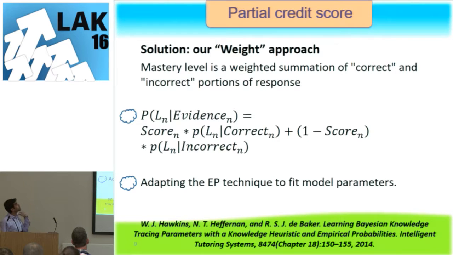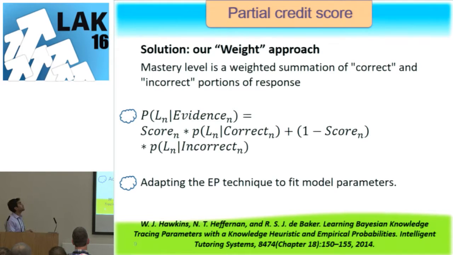So we took the equations of BKT, the probability of Ln given evidence, where the evidence in BKT is just correct or incorrect, and we adapted it so it can capture the knowledge in partial credit score. It will be a weighted summation of the correct version of the response and the incorrect version, and the weight is the actual score that the student got for that question.